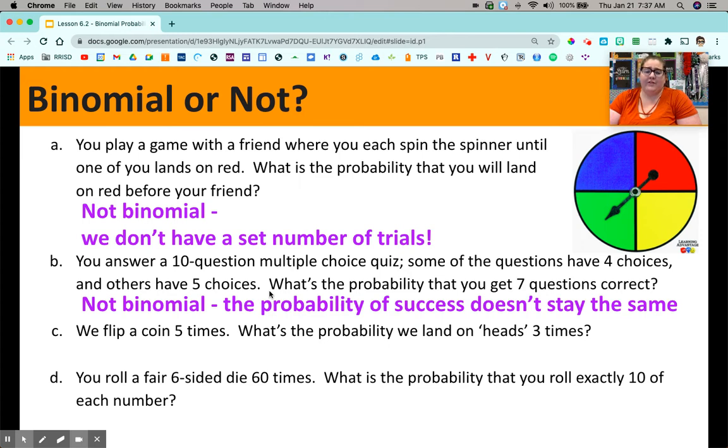Part C, we flip a coin 5 times. What's the probability that we land on heads 3 times? So again, we have a set number of trials. We're flipping it 5 times. We're measuring success versus failure. Do we land on heads or do we not?